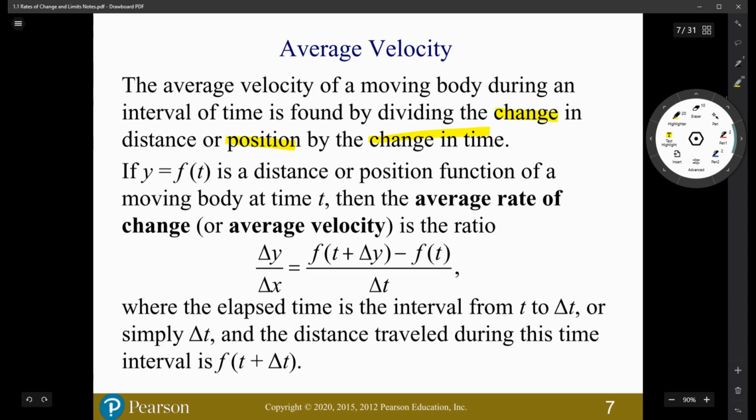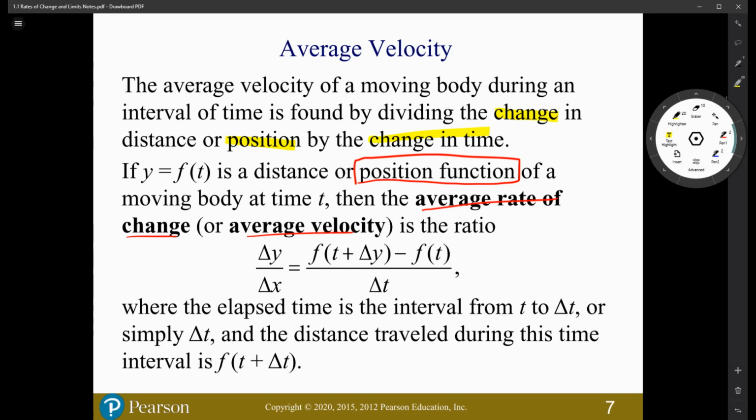So a little further, if y equals f of t is a distance or position function, I'm going to talk a lot about a position function this year, a function that gives a position in space at some given time of a moving object at time t, then the average rate of change or average velocity, 2 phrases mean the same thing, is this ratio.